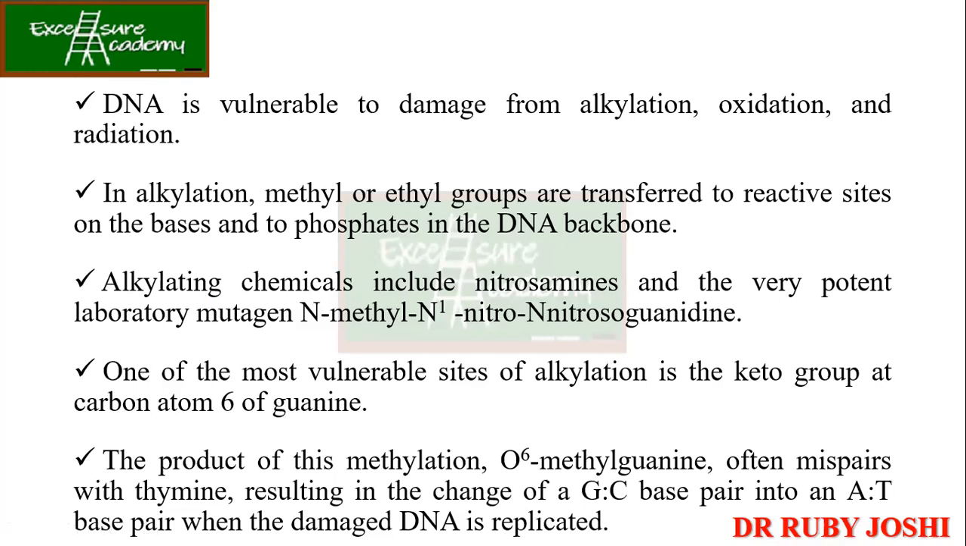So DNA is vulnerable to damage from alkylation, oxidation and radiation. So alkylation में क्या होता है, methyl और ethyl group है जो आपका transfer हो जाएगा to the reactive sites. ठीक है. Now alkylating agents include nitrosamines, and the very potent laboratory mutagen is N-methyl-N'-nitro-N-nitrosoguanidine. Okay, one of the most vulnerable sites of alkylation is the keto group at carbon atom 6 of guanine. So क्या होगा, the product from this methylation is O6-methyl guanine.